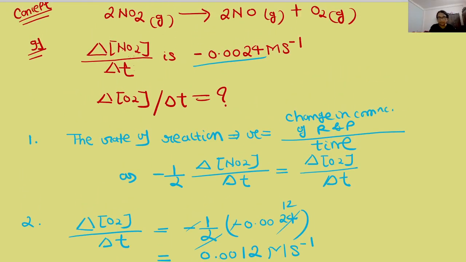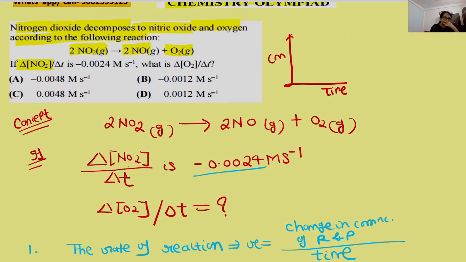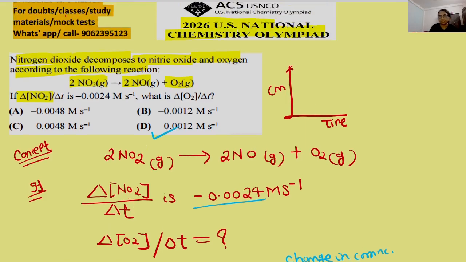Now match the answer with the given options. In the given options, option D is the correct answer. Clear? So we can calculate this question with the help of the rate of reaction formulas.